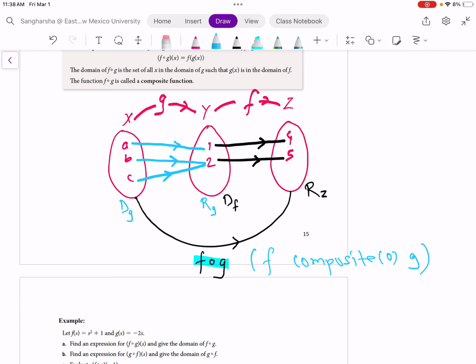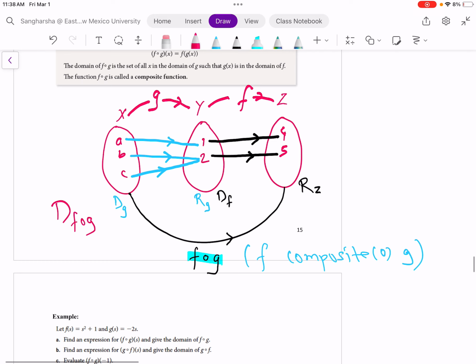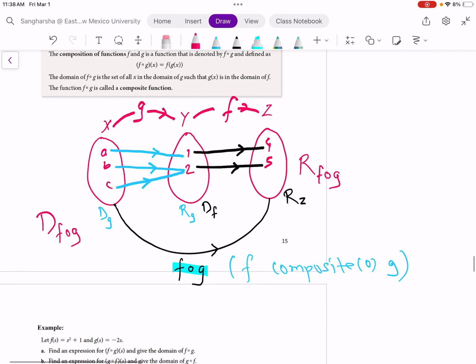Set of X, right? The very first set is the domain. So our set X is the domain for F composite G. And what will be the range for F composite G function? G. So G is the range of F composite G function. Now let's check whether this is a function or not.